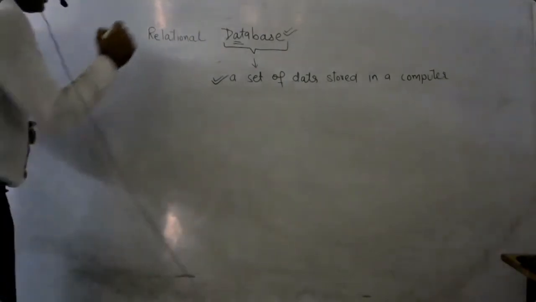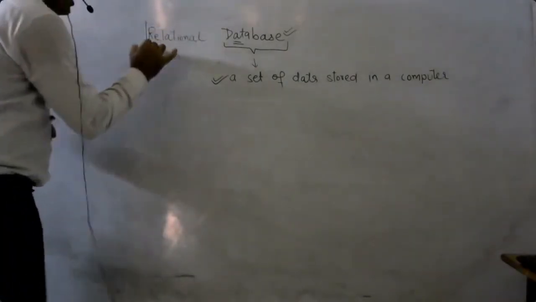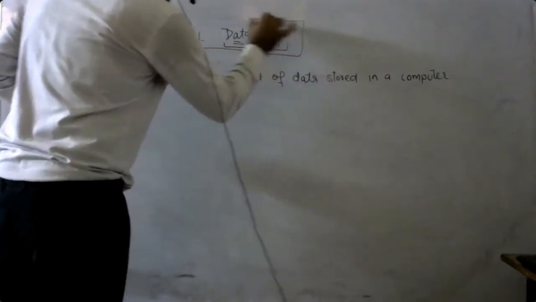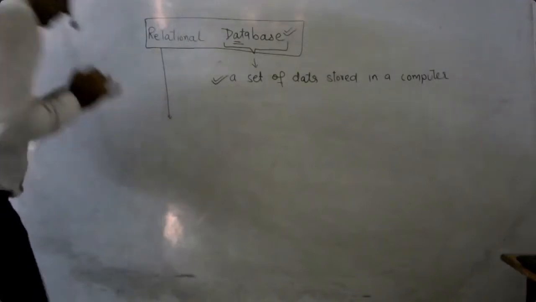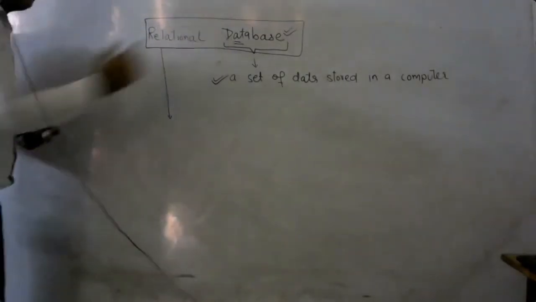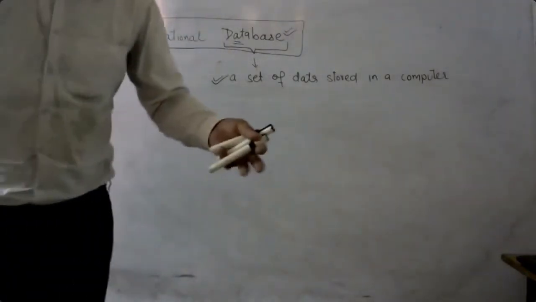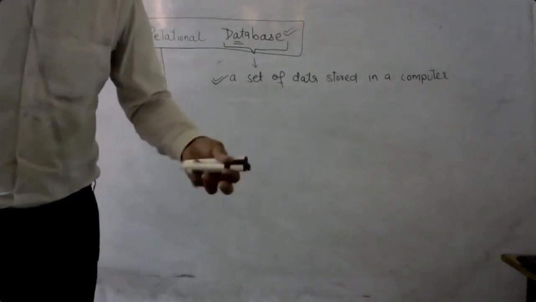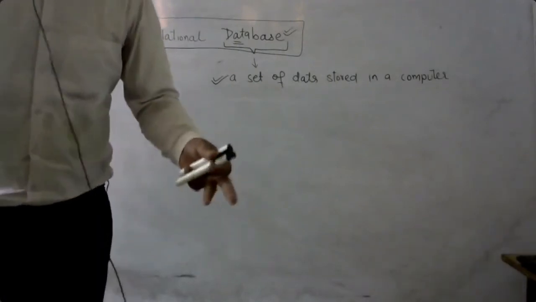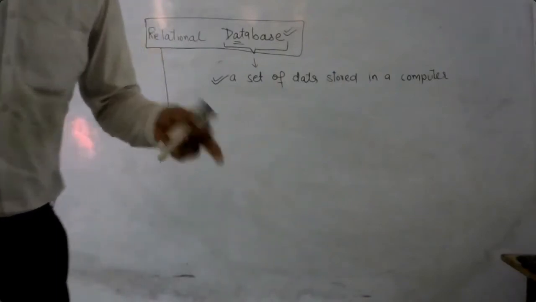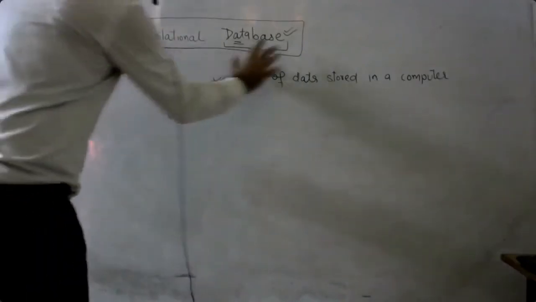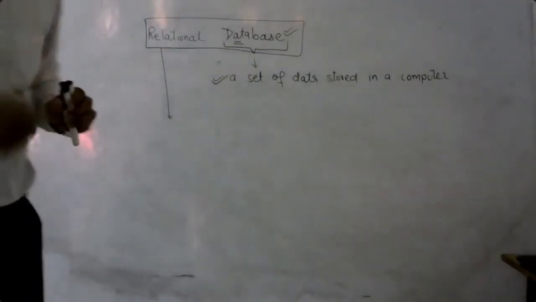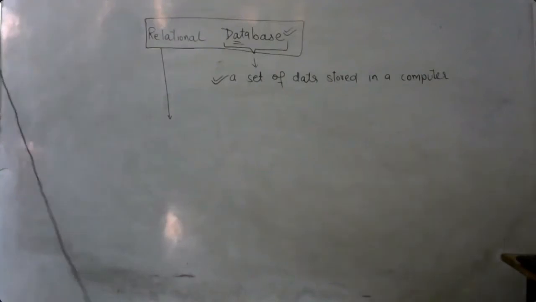Now, if we talk about a relational database, in simple terms, what is a relational database? A relational database means you have one or more relations, meaning one or more tables, and they are related with each other. That is known as a relational database. This is a logical, conceptual term. Let me tell you once more what a relational database is.